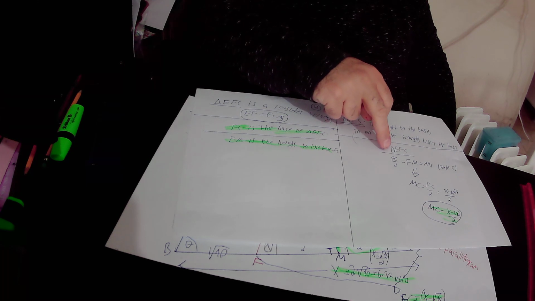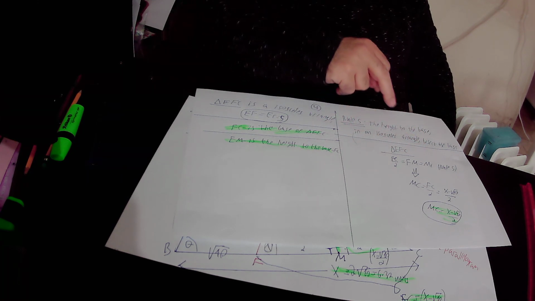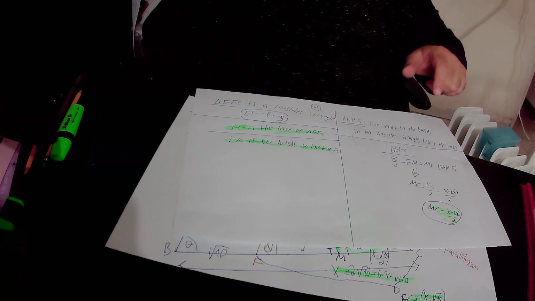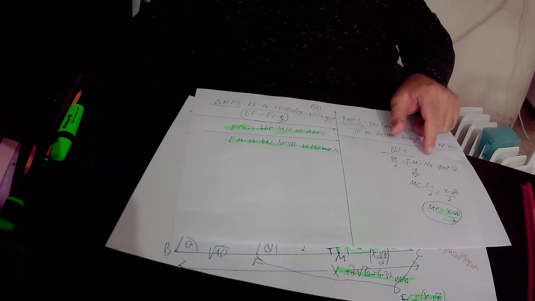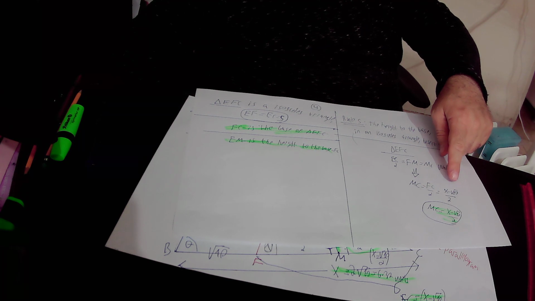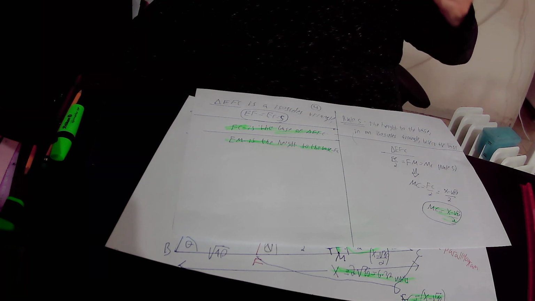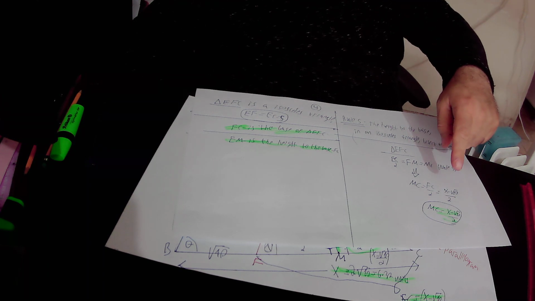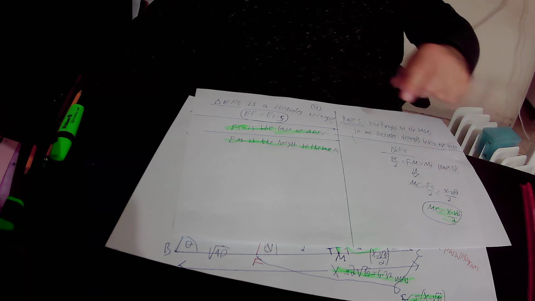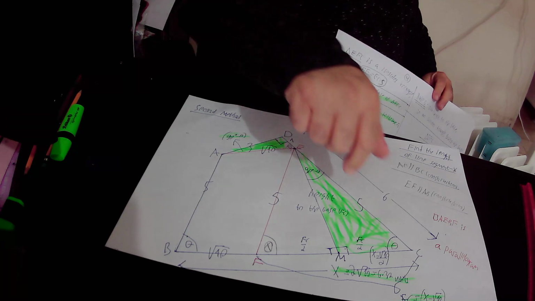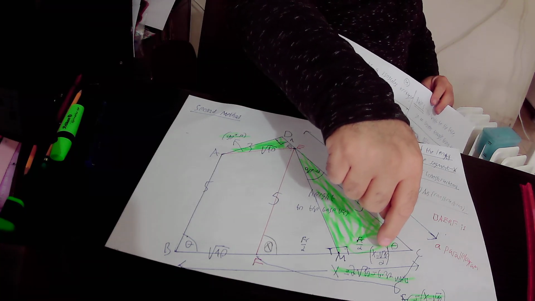In conclusion, FC over 2 equals FM equals MC according to rule number 5. From this equation, we derive that MC equals FC over 2. FC is X minus square root of 10, so FC over 2 equals X minus square root of 10 over 2. So in conclusion, we found out that MC equals X minus square root of 10 over 2.